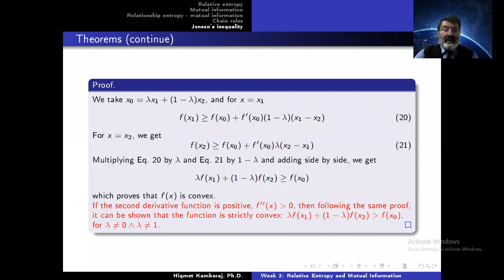Okay? If lambda is equal to 0 or lambda is equal to 1, then for lambda equal to 0, you get f of x2 equal to f of x0, and if lambda equal to 1, you get f of x1 equal to f of x0, which is based on the definition of the convex function.